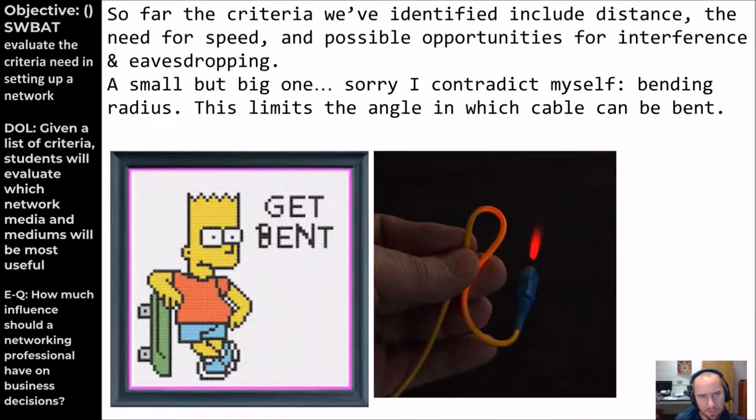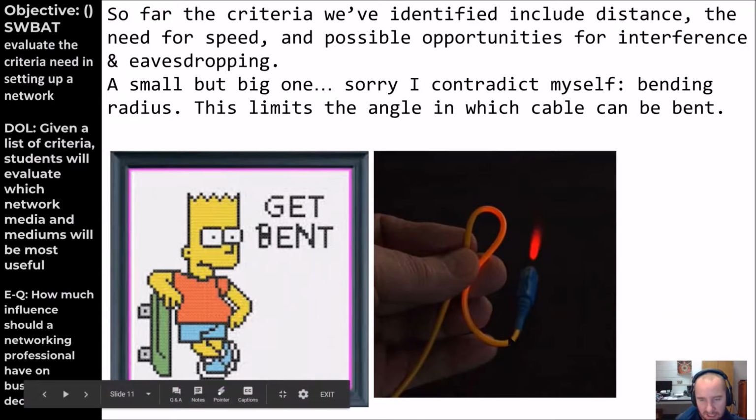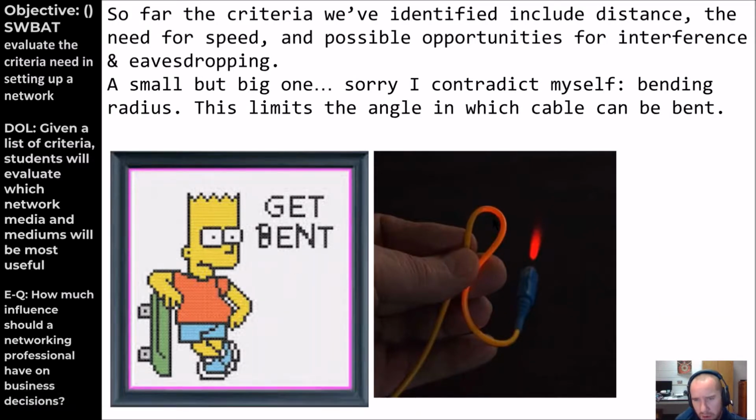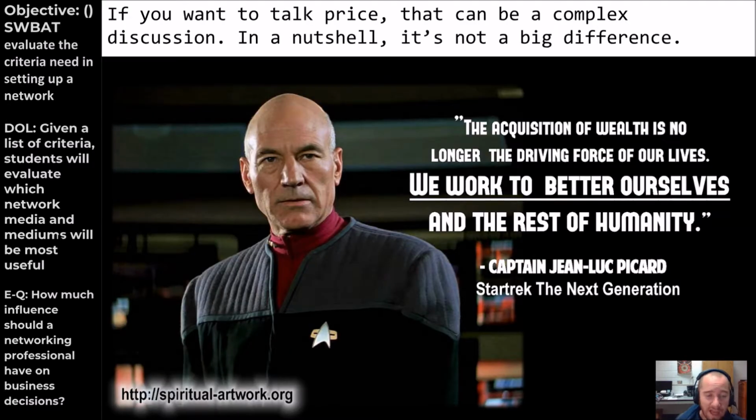Now, I'll give you another small one. A big one, but small one, sorry to contradict myself, but the bending radius could be a criteria for you depending on your setup. Bending radius limits the angle at which the cable can be bent. You can see right here, this bend in the wire is so much that this is dark while this is still getting light. Unless the angle of this picture is just off and there is light traveling, but because of the shadows and stuff, I'm not able to see that. The point is, though, that fiber optic cable will have a certain bend radius or a limit that it cannot bend any more than it already is.